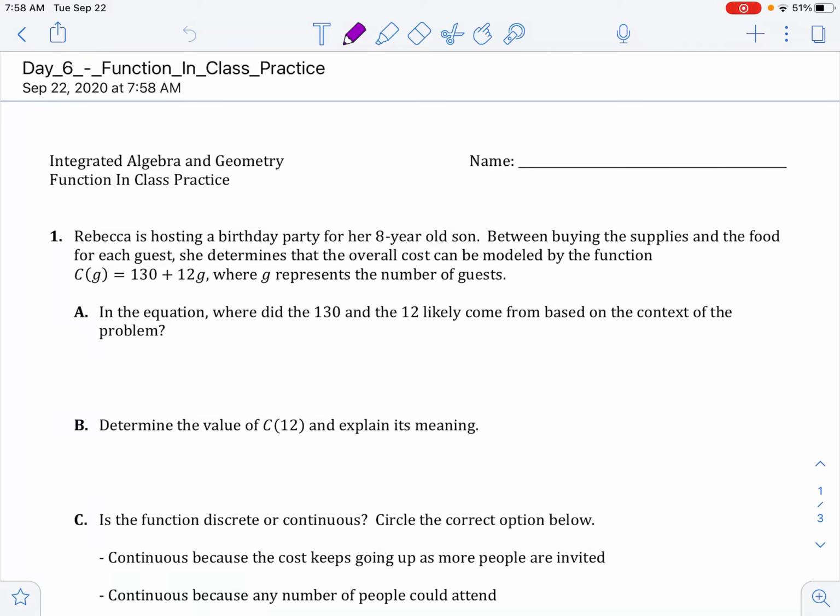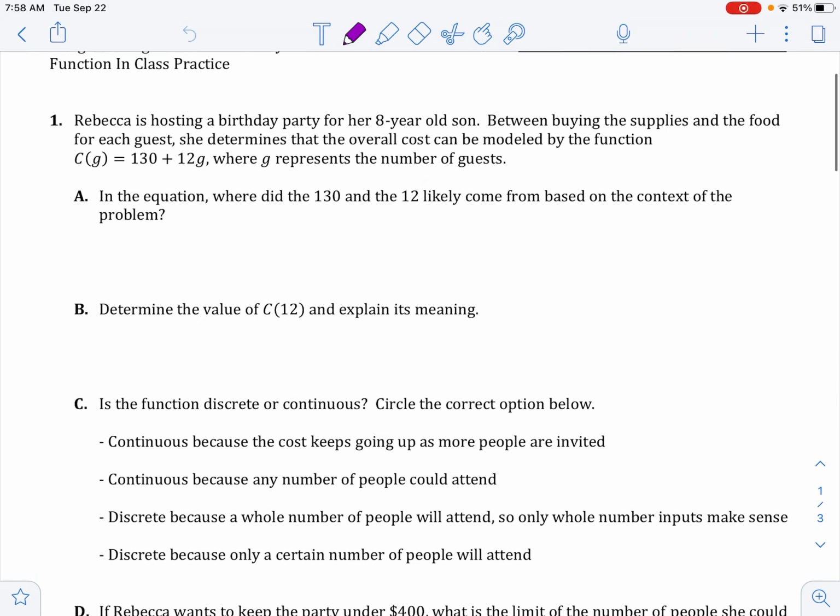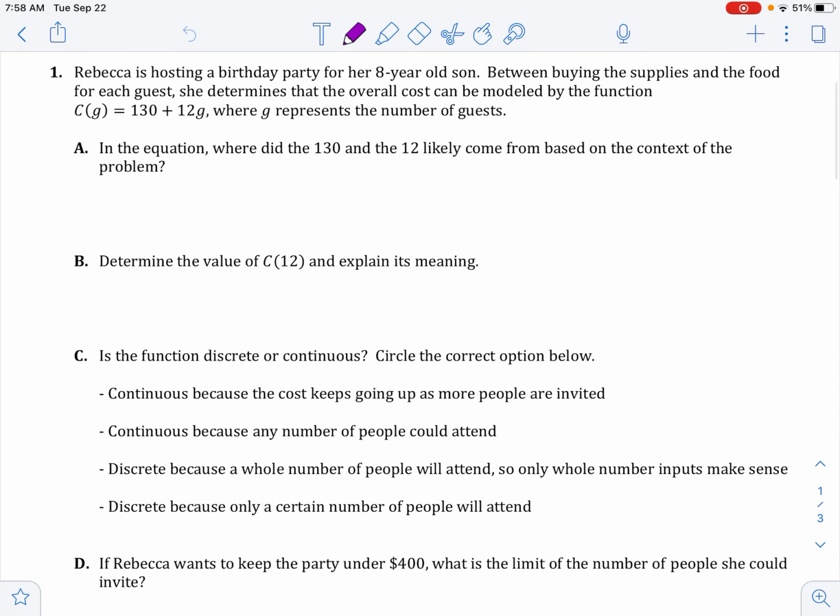All right, so this is the function in class practice. Your homework is going to be a review for your formative, which is tomorrow. But this is just in case you missed the in-class practice and you want a really quick reminder of how to do things.